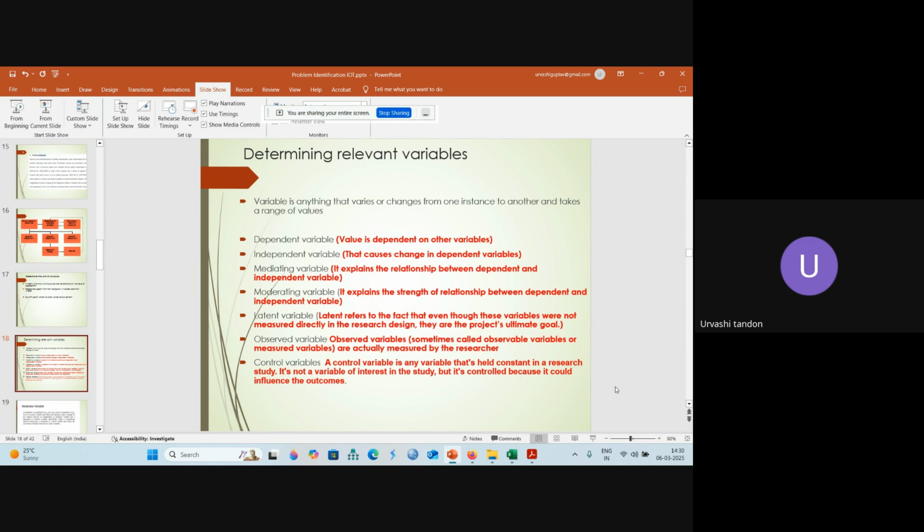Next is your observed variable, which is also called a measured variable. And at times, there are certain control variables. Control variables are those held constant in a research. It is not a variable of interest. Let's say you're doing an experiment on a plant, giving certain hormones to the plant, but you say, fine, I have to restrict the light. So that light is a control variable, right?